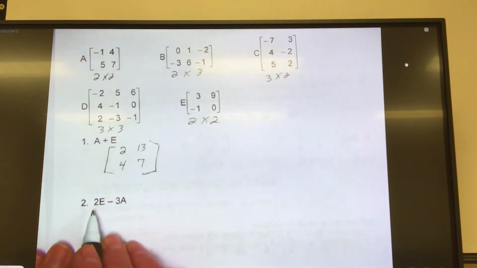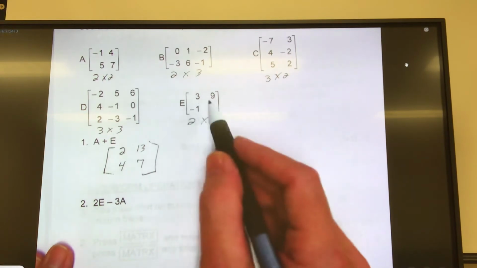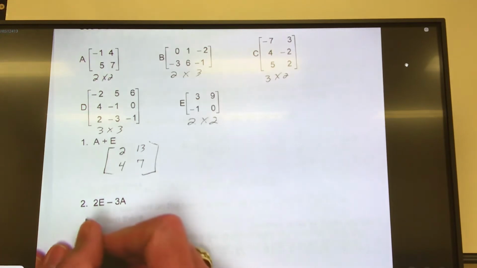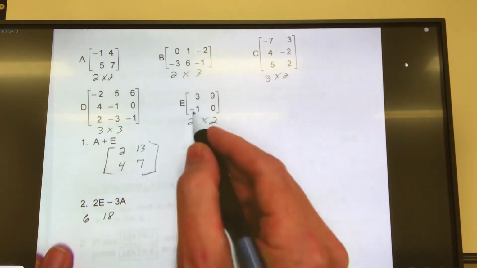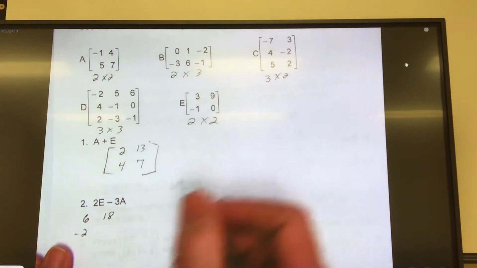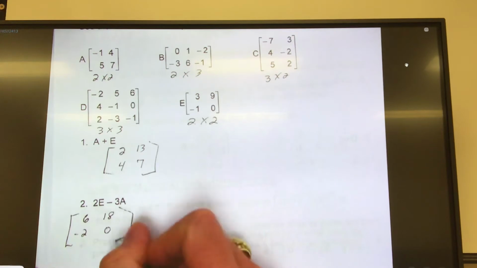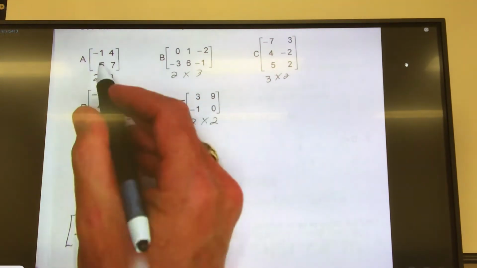So 2 times E would be me taking a 2 and distributing it times everything on E. So it would be 2 times 3 is 6. 2 times 9 is 18. 2 times -1 is -2. 2 times 0 is 0. So there's my 2E. I'm going to put a plus because I'm going to use the -3 and distribute it times the A.